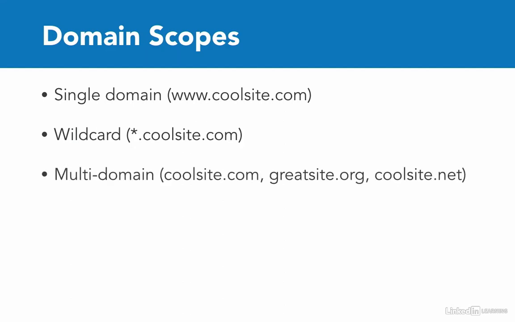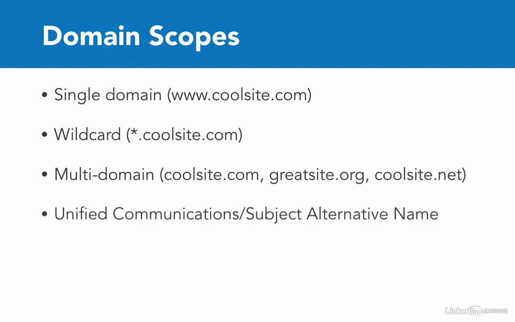There's a third variation on this, which is the multi-domain certificate. Again, it's the same kind of certificate, but we're allowed to have one public key and one certificate that's able to be used for multiple domains. It'd be used for coolsite.com, greatsite.org, and coolsite.net. There's a fourth variation on this, which is the UCC or SAN certificate. That stands for Unified Communication Certificate or Subject Alternative Name. Those are similar to multi-domain certificates, but they're primarily used for Microsoft Exchange and Office communication environments.